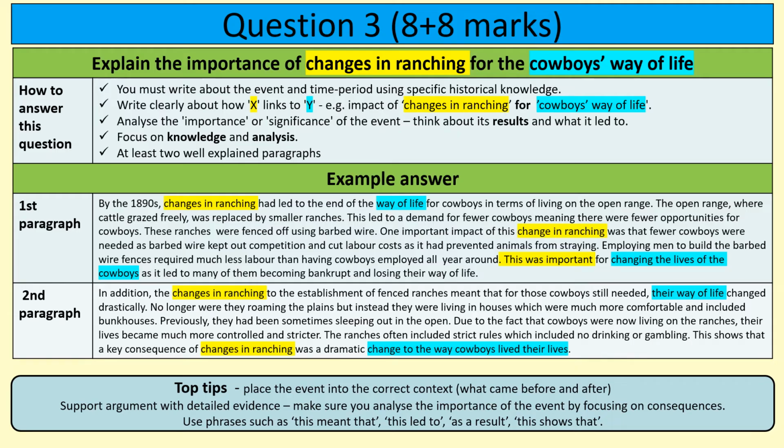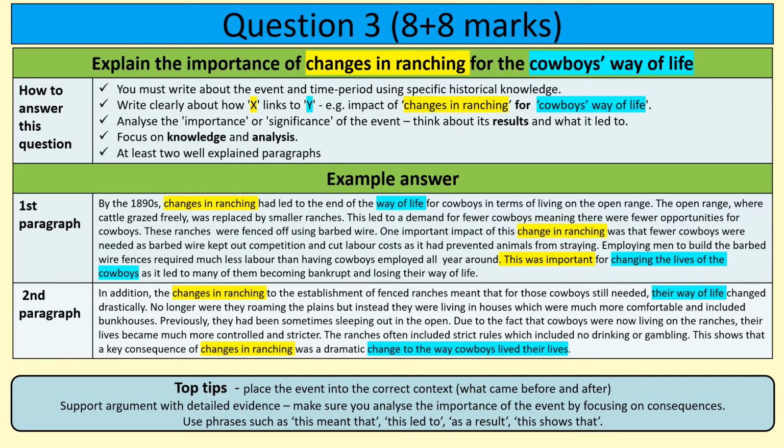Employing men to build the barbed wire fences required much less labour than having cowboys employed all year around. This was important for changing the lives of the cowboys, as it led to many of them becoming bankrupt and losing their way of life. In addition, second paragraph, in addition, the changes in ranching to the establishment of fenced ranches meant for those cowboys still needed their way of life changed drastically.